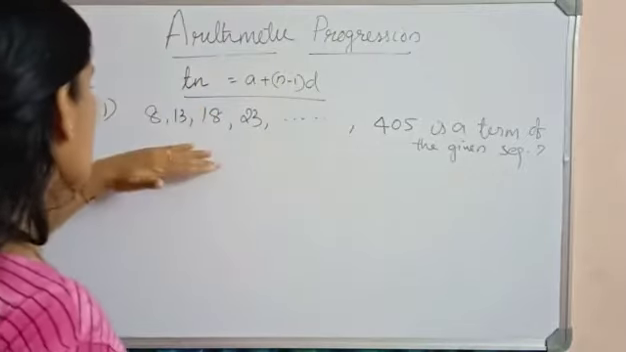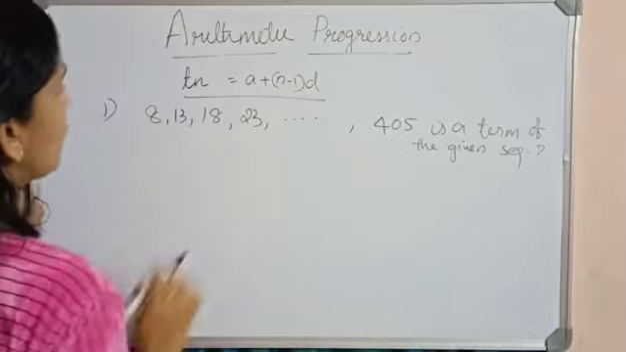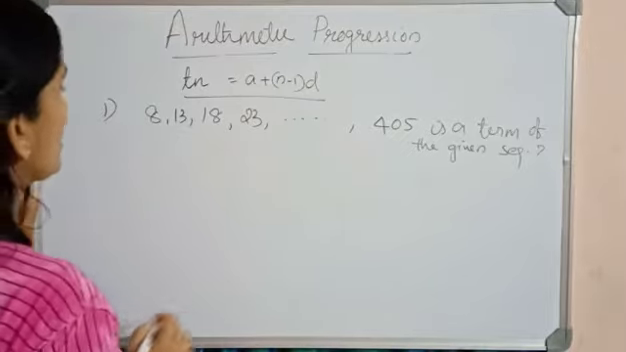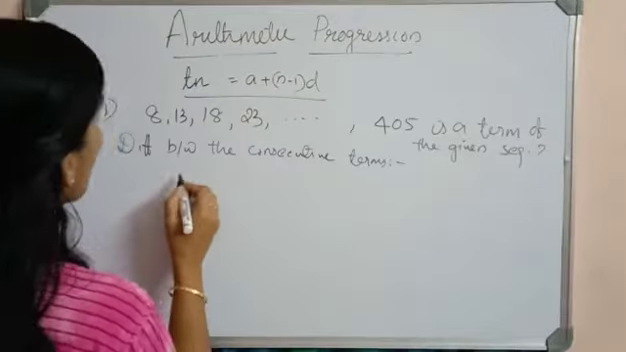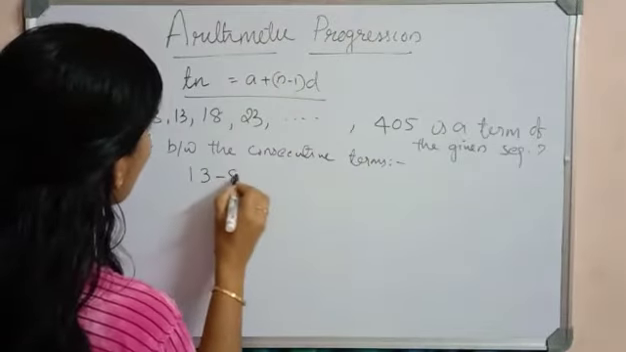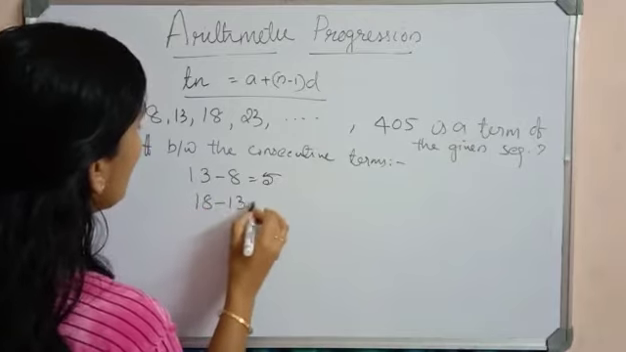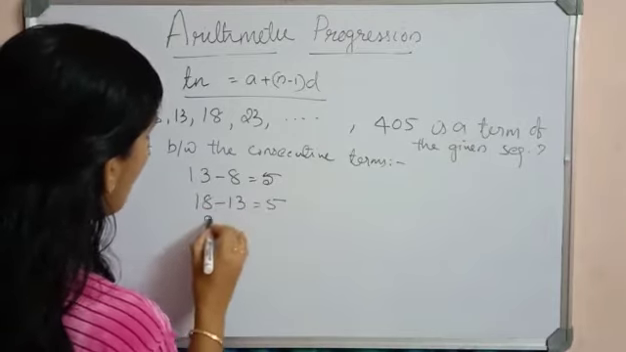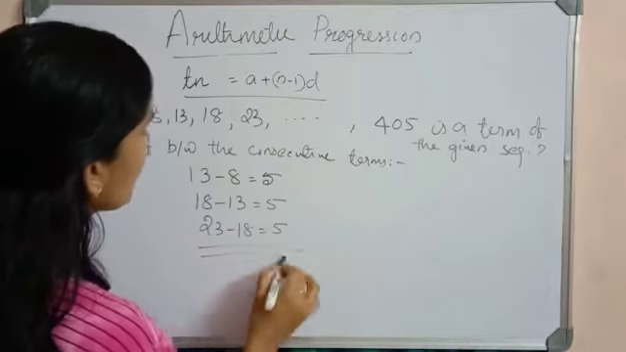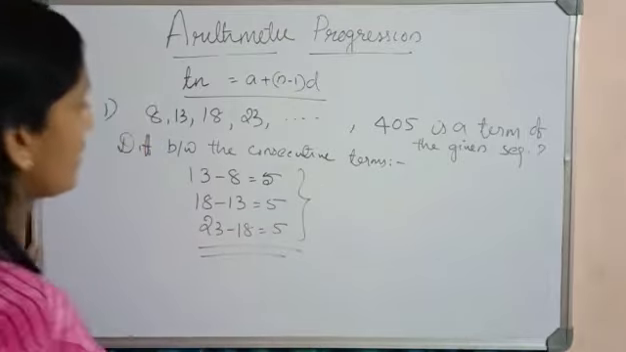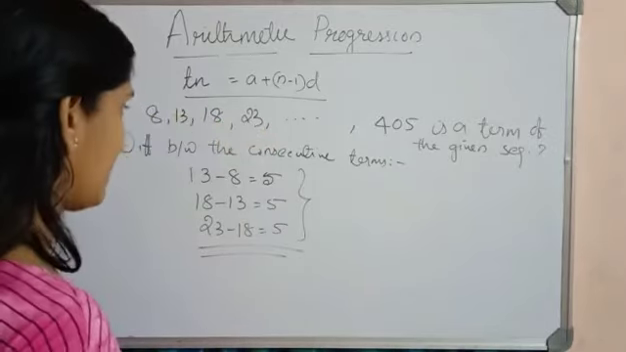So for that, first we should check whether the given sequence is an AP or not. How to check it? First, we have to find the difference between the consecutive terms. That is 13 minus 8, which is equal to 5. 18 minus 13, again it's 5. And 23 minus 18 is also 5 itself. So, we are getting a constant in all the cases. Therefore, we can say that the given sequence is an AP.